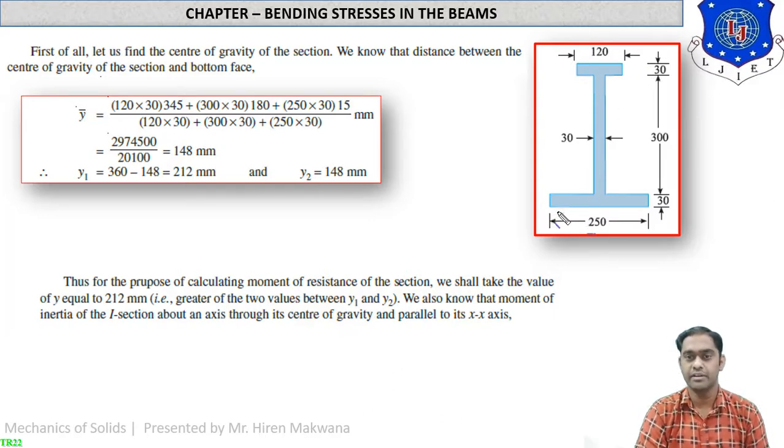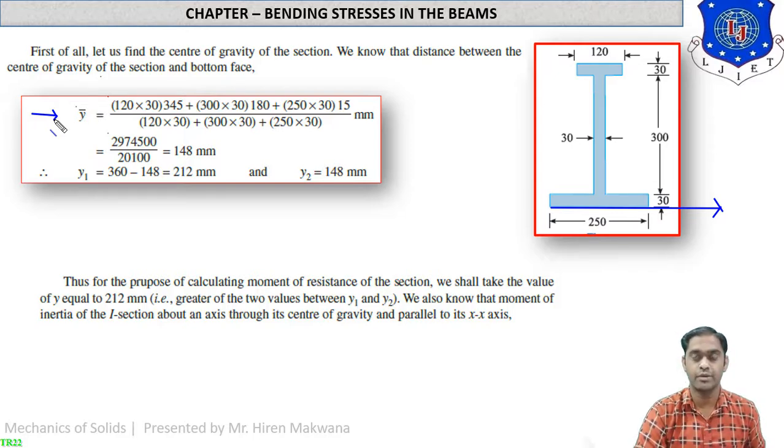Here you can see in the figure, the reference axis is always passing from the bottom. So from the bottom, you can see the y-bar is calculated. First of all, what is the y-bar? The formula of the y-bar is a1y1 plus a2y2 plus a3y3 upon a1 plus a2 plus a3. So what is a1? It is the area of part 1, which is 120 into 30.